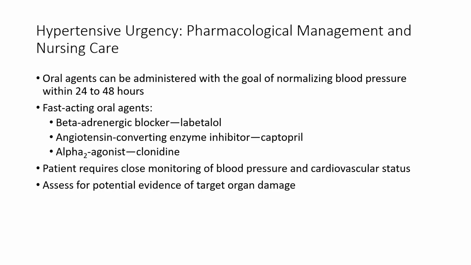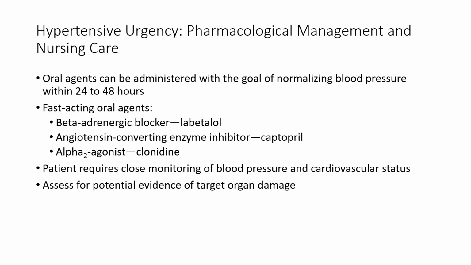Pharmacological management and nursing care. So oral agents can be administered with the goal of normalizing the blood pressure within 24 to 48 hours. We can administer fast-acting agents, even if it's not something the patient normally takes. We can do a beta-adrenergic blocker like labetalol. We can do an angiotensin-converting enzyme inhibitor like captopril, or we can do something like clonidine.